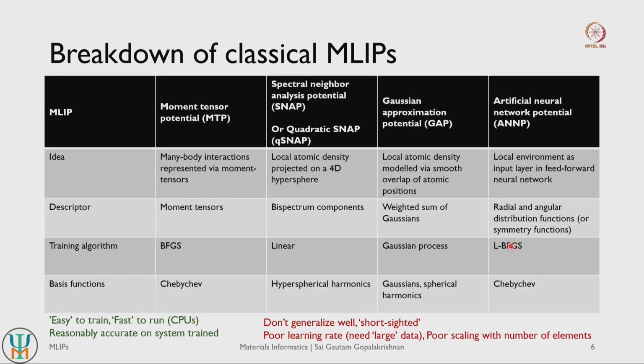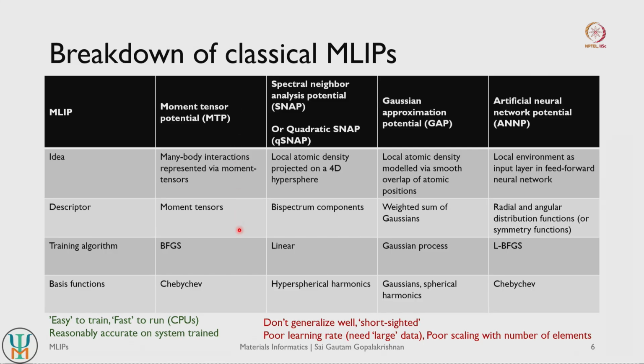These potentials use a limited memory BFGS algorithm for fitting, and they use Chebyshev polynomials for expanding the radial component and also the angular component, if I am not wrong. Okay. So this is sort of the breakdown of the classical machine learning potentials. So what is the key idea, what type of descriptors they use, training algorithms, basis functions, and so on.